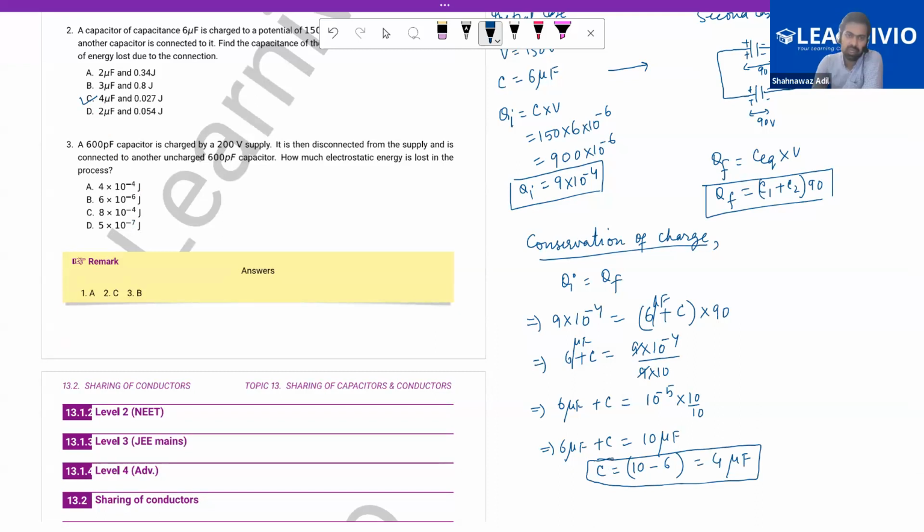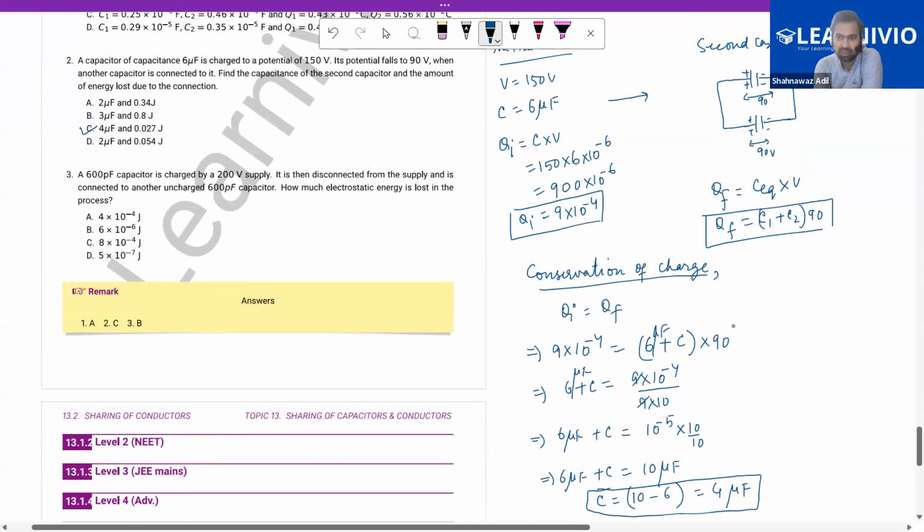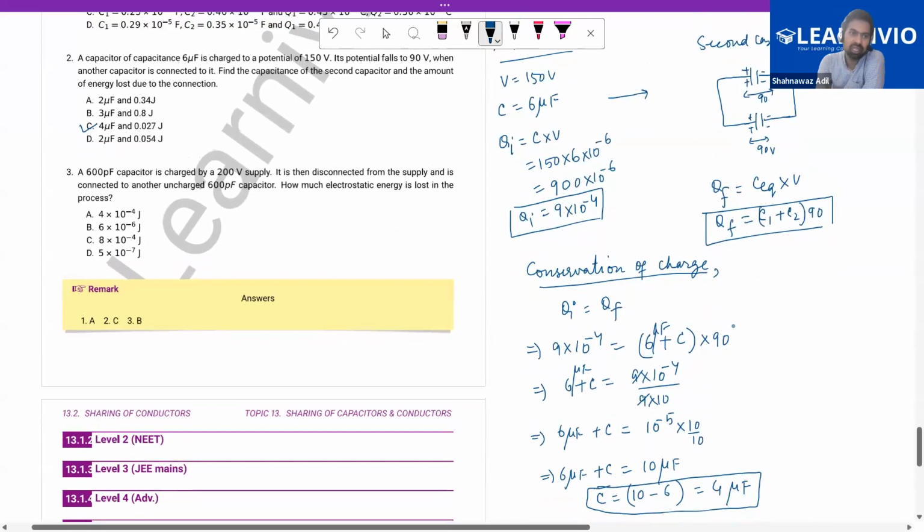Yes. Okay, now they are asking for the amount of energy lost due to the connection. So we also have to find the energy lost. First note down this part and then we'll do the next part. Please note it down. But we already know the answer, because this is 4 microfarad, so this should be this. Yeah, please note down this.